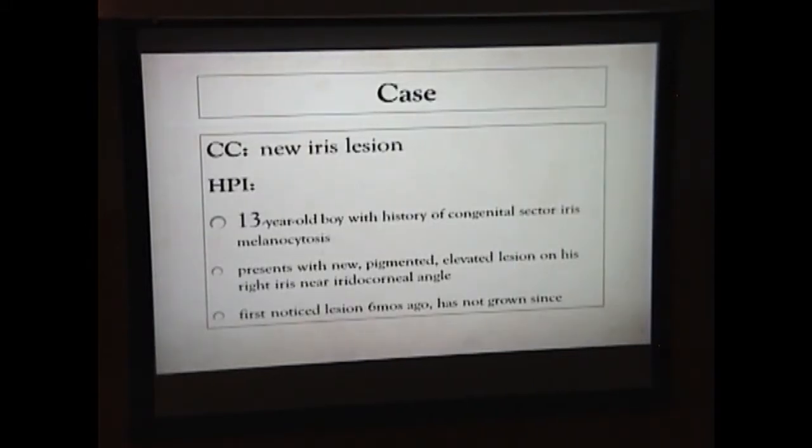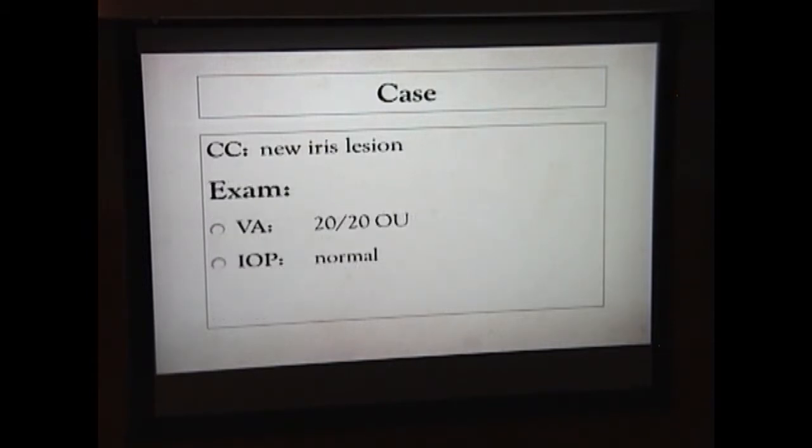So we have a case today. A 13-year-old boy with a history of congenital sector iris melanocytosis presents with a new pigmented and elevated lesion on his right iris near the iridocorneal angle. He first noticed this lesion about 6 months ago, and since then, it has not really grown. On exam, his visual acuity was 20/20, and his intraocular pressure was normal.